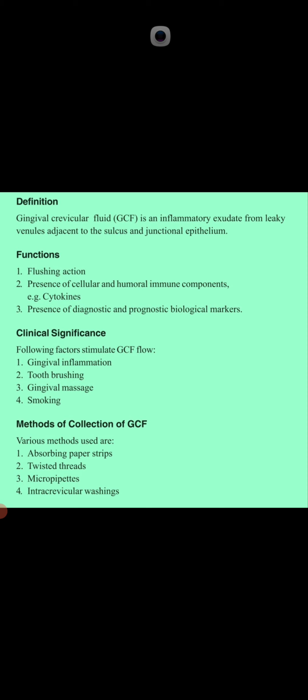After clinical significance, now we come to the method of collection of GCF. How do we collect the GCF from the gingival crevice? Various methods are used. There are four methods. Number one is the absorbing paper strip. Second is the twisted threads method. Third is the micropipettes, and fourth is intracrevicular washing.